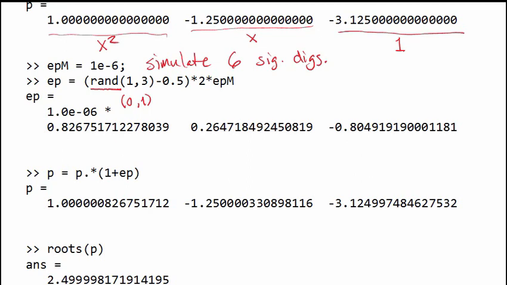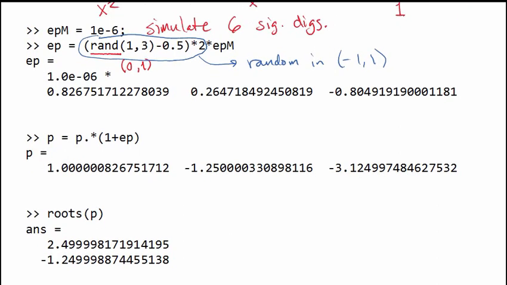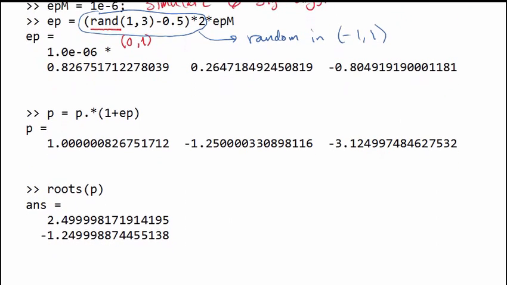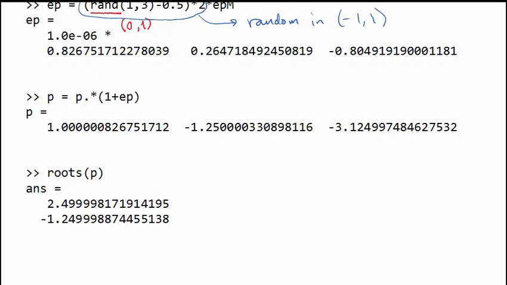So altogether, this part gives me a random value in the interval minus 1, 1. And then I just scale those by machine epsilon. So I have 3 values of epsilon that are less than 10 to the minus 6. So I take each coefficient of p and I want to perturb it by, or multiply it by, 1 plus epsilon, 1 plus its own private value of epsilon.